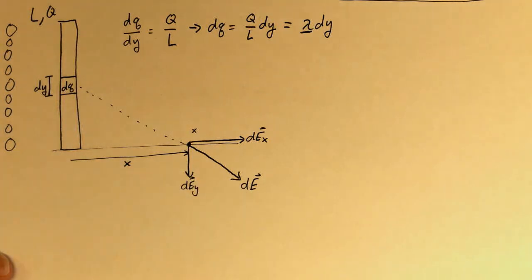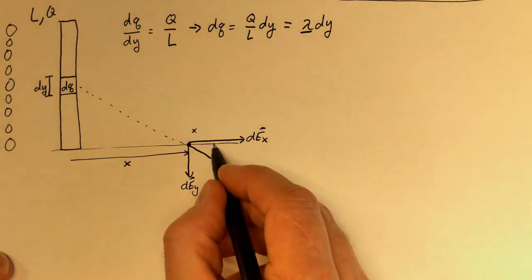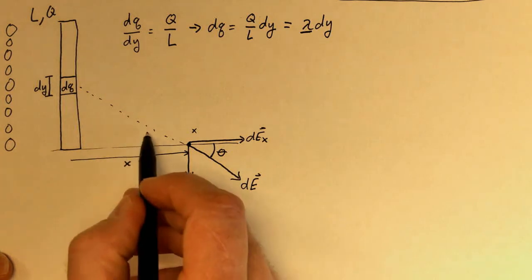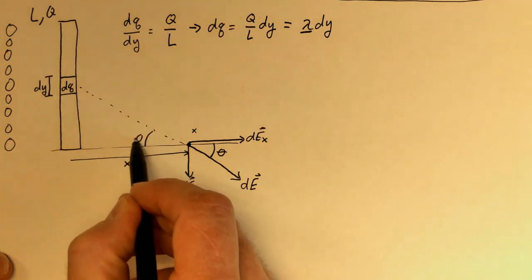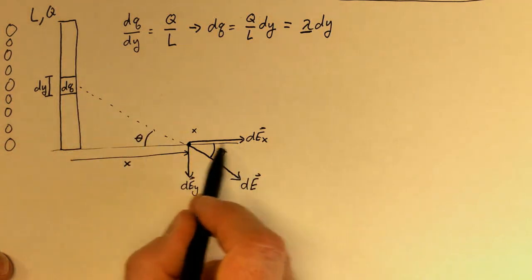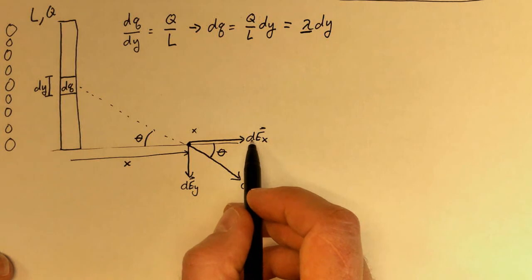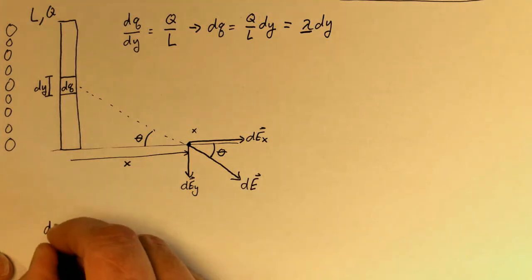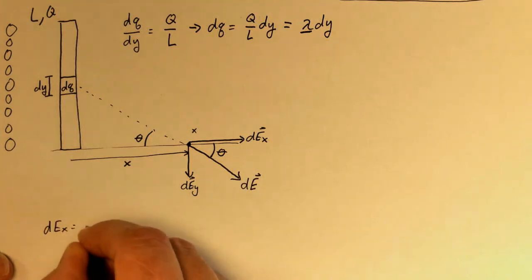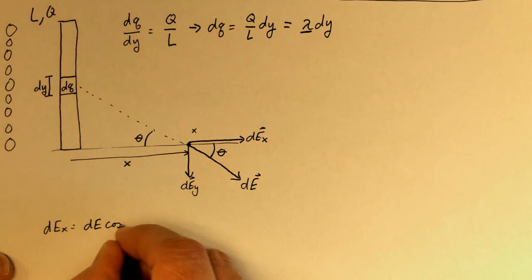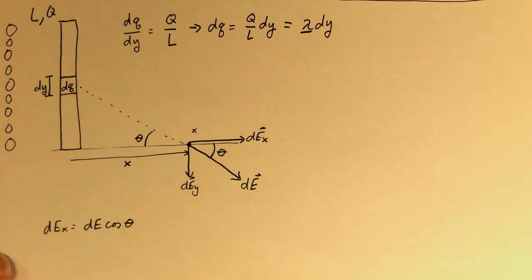To be clear about those, I want to define an angle. I'm going to define this to be an angle theta, which you can see is the same as this angle here, because we have a straight line intersecting a straight line, so those opposite angles are the same value. And so I know that dEx is going to be equal to dE, and it's adjacent to this theta I've defined, so I'm going to put a cosine of that angle.